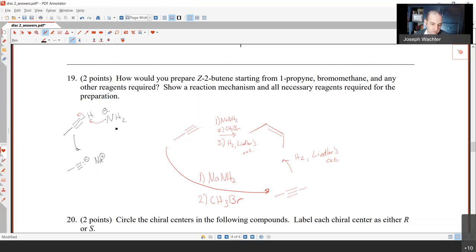Okay, NH3 is going to be our byproduct here. And then we do the substitution reaction on the CH3Br. That's a standard SN2 type mechanism. Gives us this. And then that last step, we really don't draw mechanisms for that.